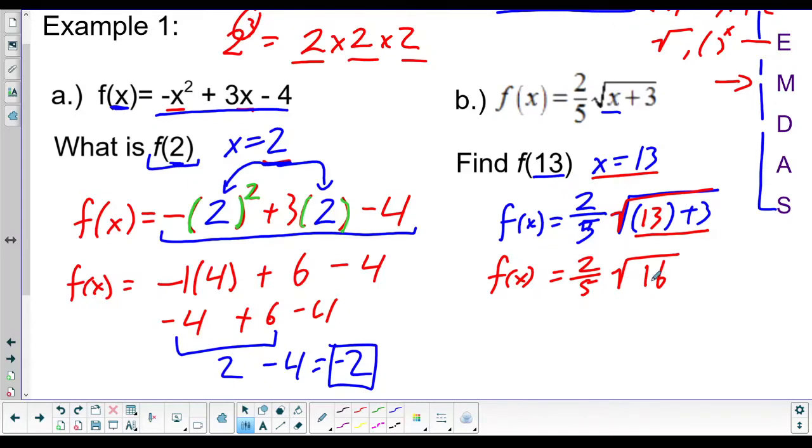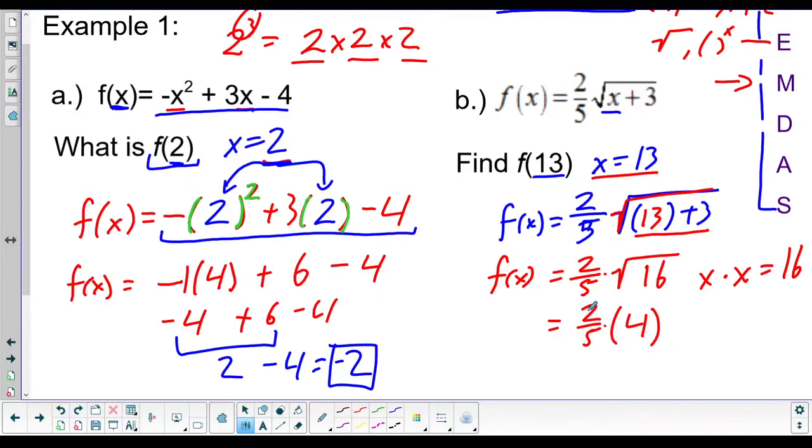The square root of 16 is 4. So we have 2/5. This 2/5 is multiplying to the square root of 16. So it's going to be multiplying to the 4 after we simplify it. And if you're confused about how I got 4, the square root is asking what number times itself, x times x equals 16. So what number could I plug in twice here that would be 16? And the answer is 4.